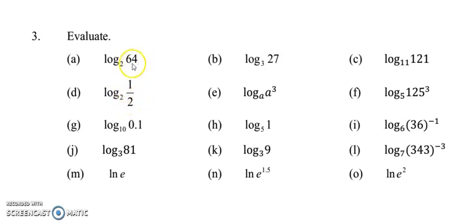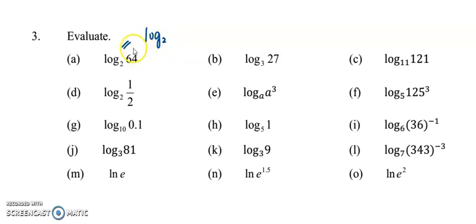Hi everyone. In this video we're going to change the number in the log form into the number without the log, without using a calculator. For example, we have log 64 base 2. If you would like to simplify this without using a calculator, we can apply the rules of log.